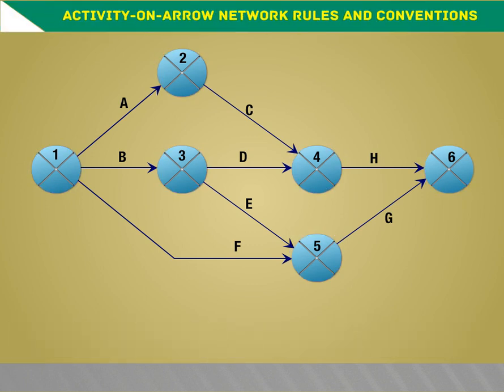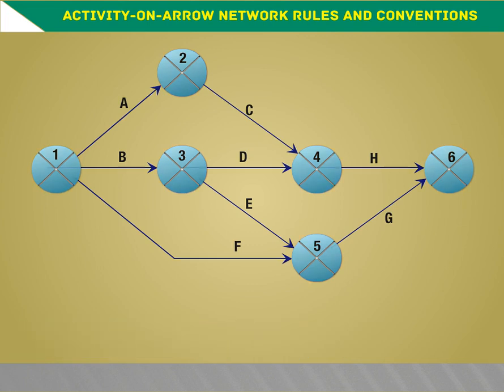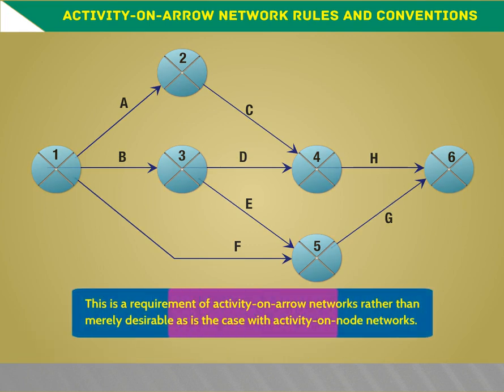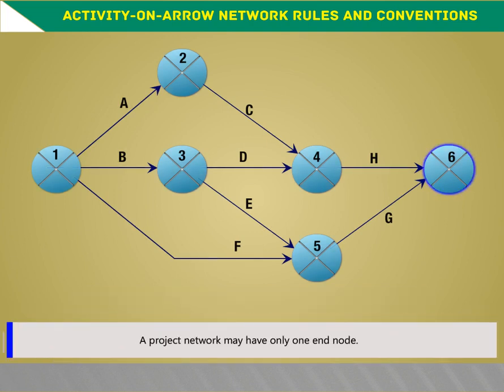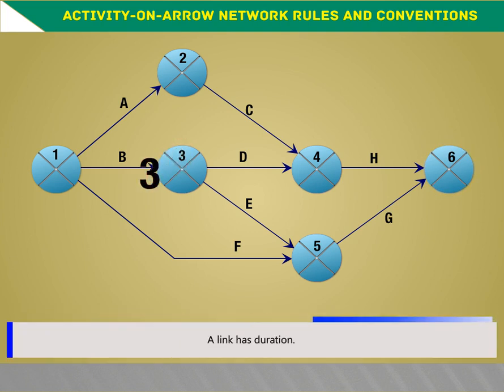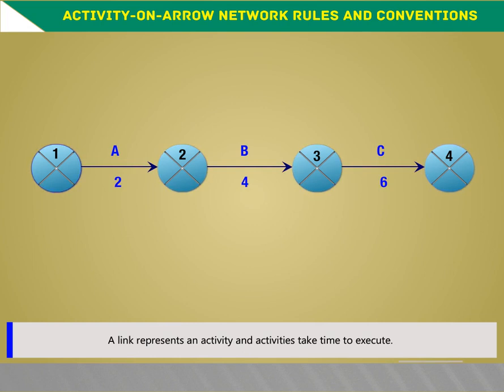Activity on arrow network rules and conventions. A project network may have only one start node. This is a requirement of activity on arrow networks rather than merely desirable, as in the case with activity on node networks. A project network may have only one end node. A link has duration. A link represents an activity, and in general, activities take time to execute.